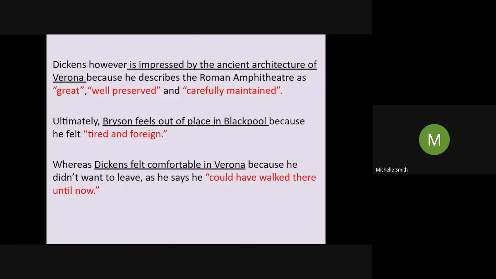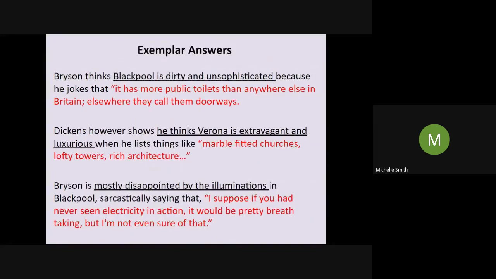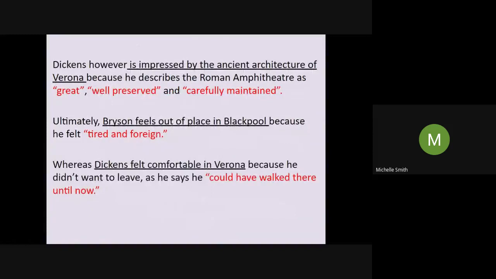Dickens, however, is impressed by the ancient architecture of Verona. He describes the Roman amphitheatre as great, well-preserved and carefully maintained. So there's a massive difference there. One is disappointed and the other one's very impressed.